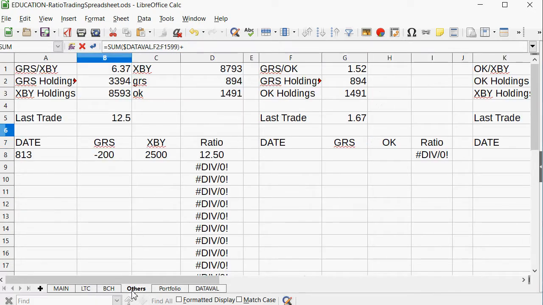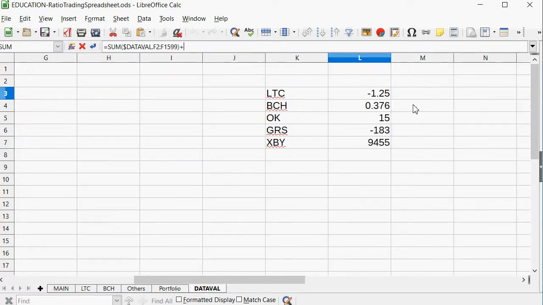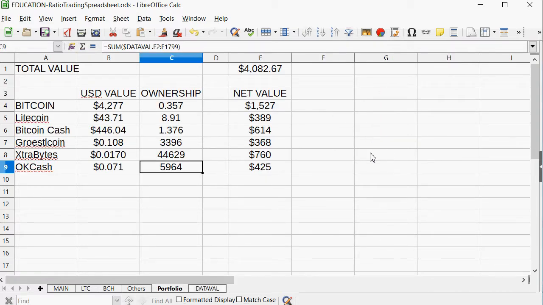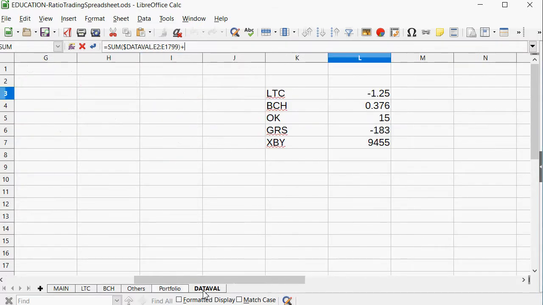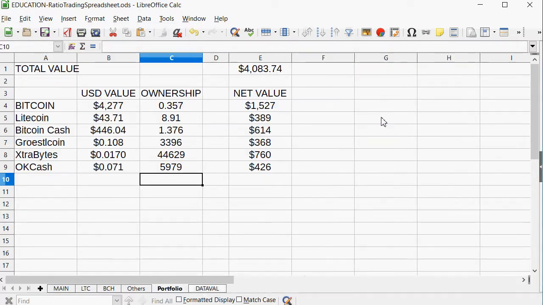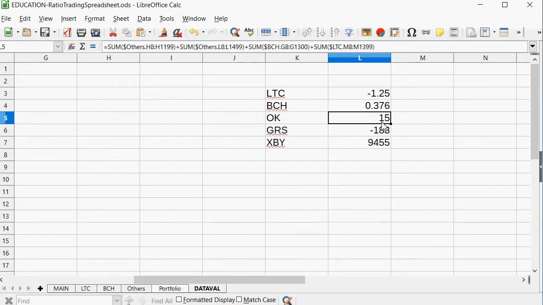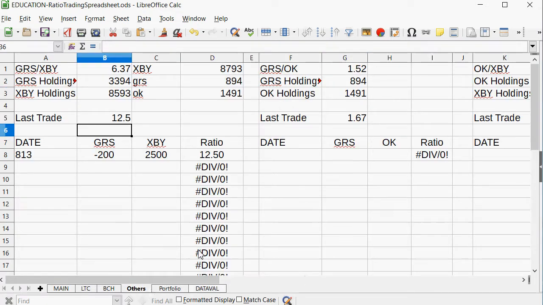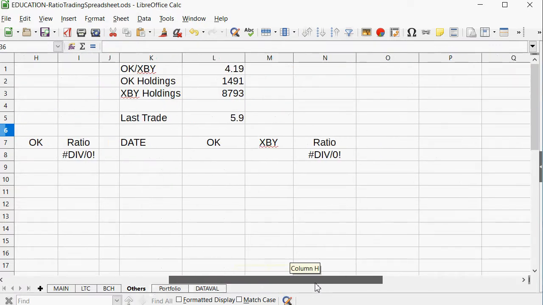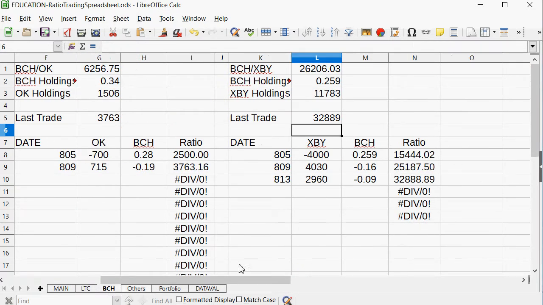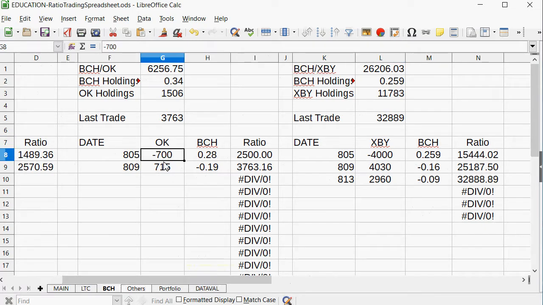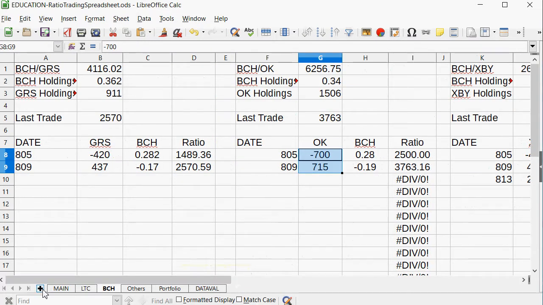Okay, so which one is this one? Is again XBY. Okay, so plus this. And then we will have them automatically go up and down as they should. Only 15 gain on OK Cash. Make sure that's right. Yep, that's right there. Okay, it was just an odd number. I'm thinking, because I know when I was testing around, that's the numbers I was using.